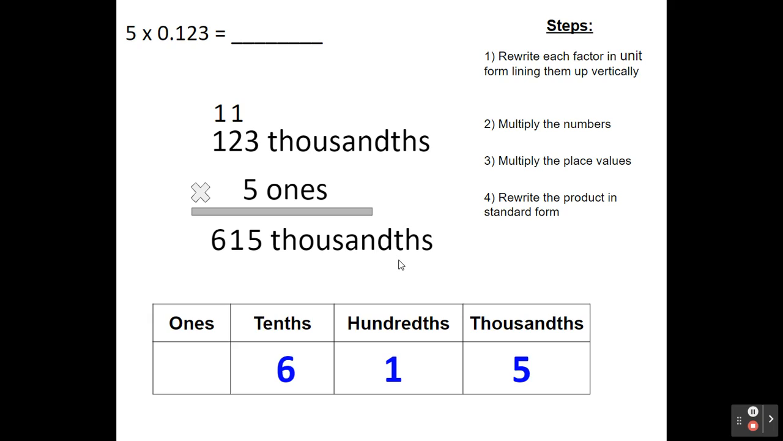Since there's nothing in the ones place, we can put 0 ones. Remember, the decimal point always goes between the ones and the tenths place. So we can put the decimal point here between the 0 and 6. So 5 times 0 and 123 thousandths is 0 and 615 thousandths.